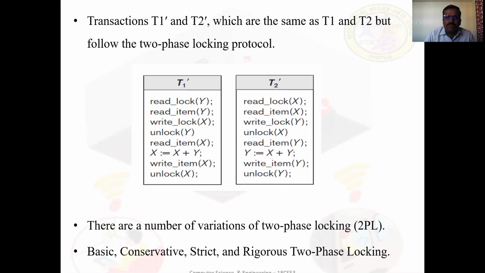Transactions T1 dash and T2 dash, which are the same as the previous transactions T1 and T2, but follow the two-phase locking protocol. T1 dash and T2 dash follow the two-phase locking protocol. Basic, conservative, strict, and rigorous two-phase locking.